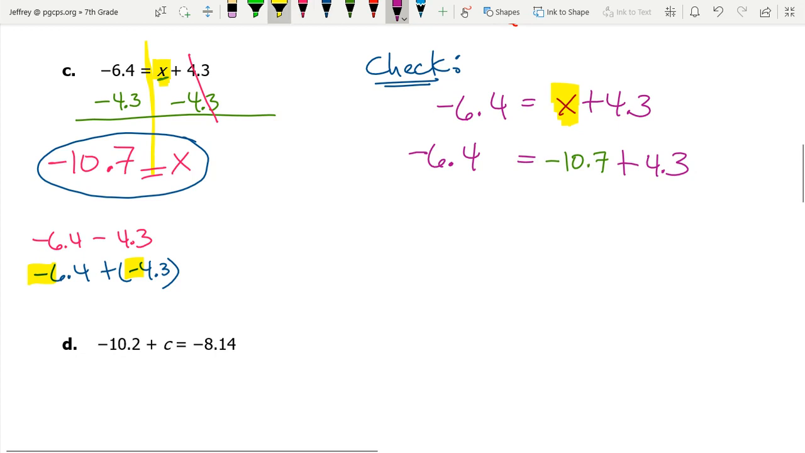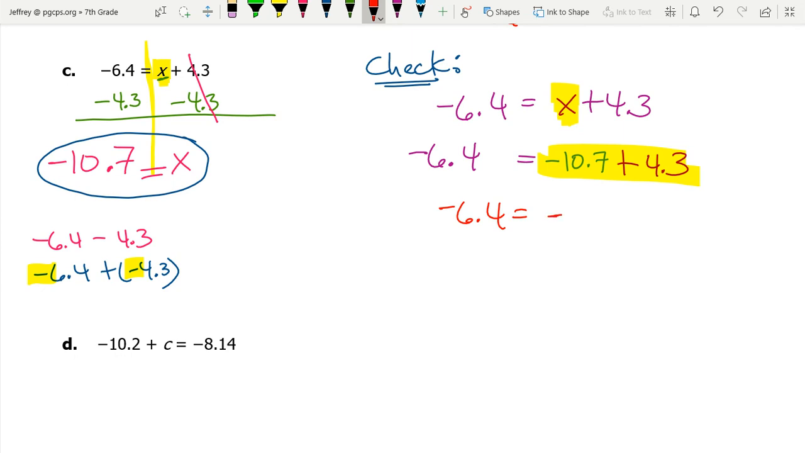Now, if we were to simplify these two terms right here, what is negative 10.7 plus 4.3? Now the signs are different. That means we subtract the magnitude. If you subtract the magnitude, would that equal negative 6.4? We know that the magnitude of negative 10.7 is bigger. That means that the answer will be negative.